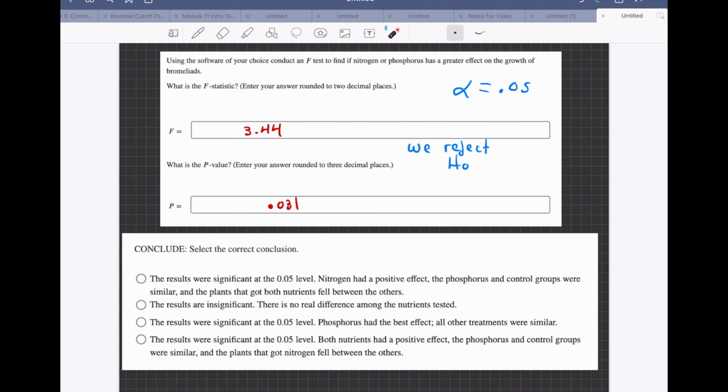Reject H0. So we're saying that there is some effect, right? So the means for nitrogen and phosphorus are not the same. There are some differences. So here you have to choose the option: nitrogen had a positive effect, the phosphorus and control groups were similar, and the plants that got both nutrients fell between the others. Well, here, notice, the right option is this one.